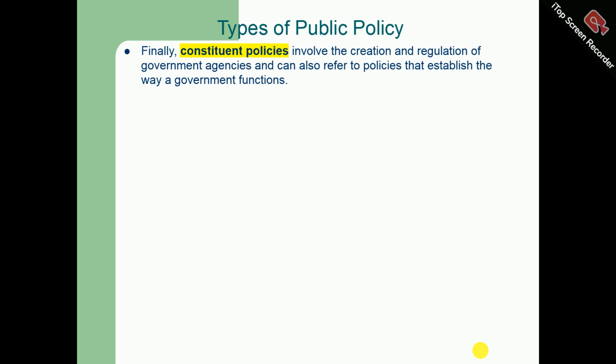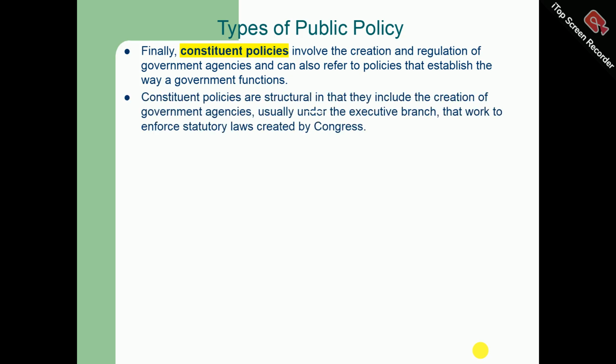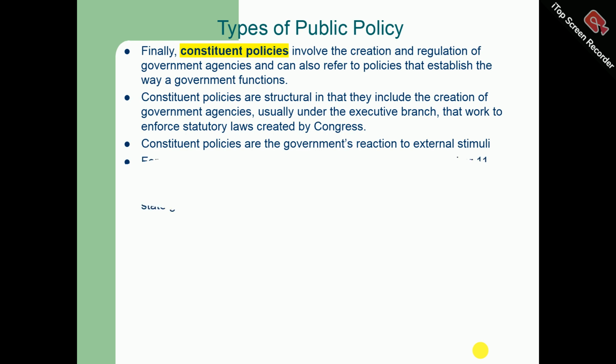The final and fourth type of public policy constitutes constituent policies, which involve the creation and regulation of government agencies and can also refer to policies that establish the way a government functions. Constituent policies are structural in that they include the creation of government agencies, usually under the executive branch, that work to enforce statutory laws created by the Congress. Constituent policies are the government's reaction to external stimuli.